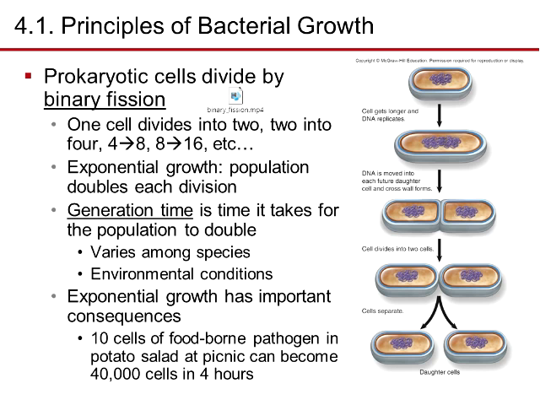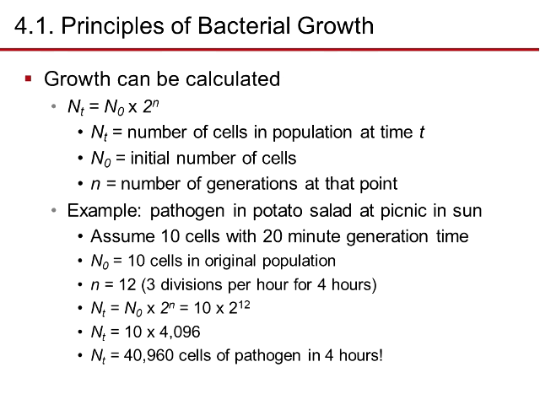Now, exponential growth has important consequences. 10 cells of a foodborne pathogen in a potato salad at a picnic can cause 40,000 cells in 4 hours. When you think about how astronomically large that can become, the inoculum, the initial ingestion, if you will, of the disease can be pretty important. Now, growth can be calculated. Let's go through this long spiel of how you do that. I don't care if you know all that.